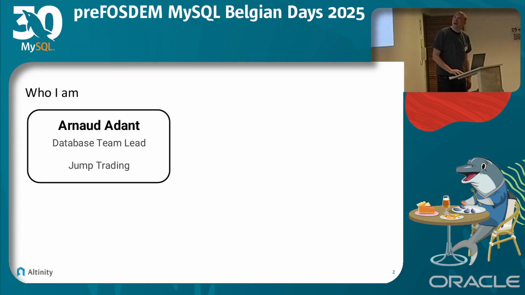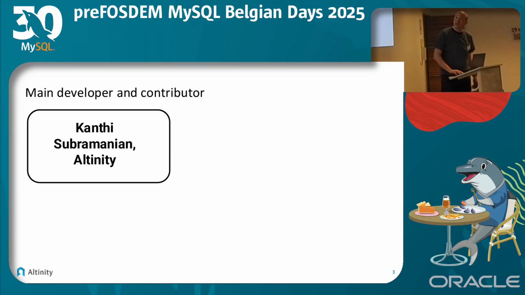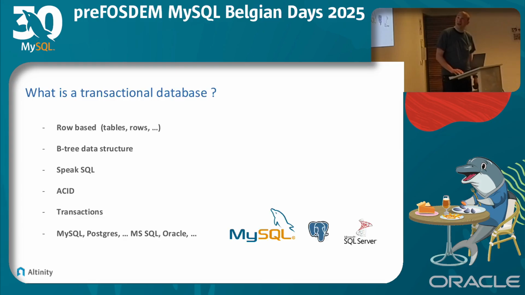So let's do that. I am Arnaud and I lead the database team at Jump Trading. You can see that the slides have the Altinity logo. It's because we developed this with Altinity. And the main developer here today is Kanti. If you raise bugs on the repo, you will see that he usually replies very quickly. So do I.